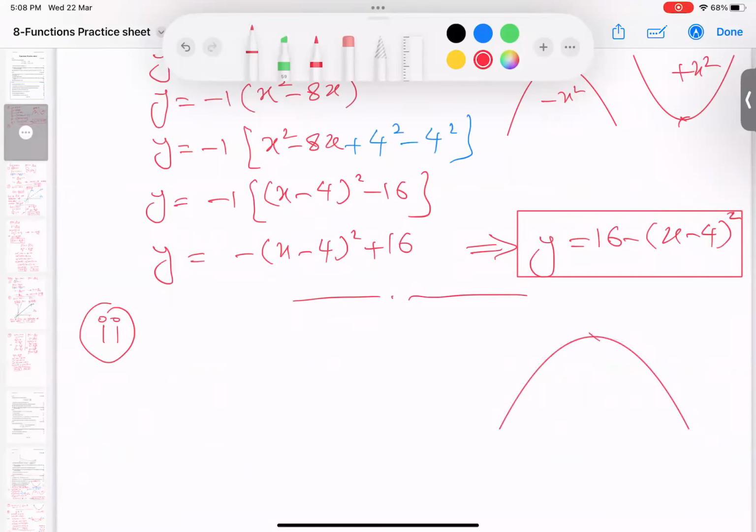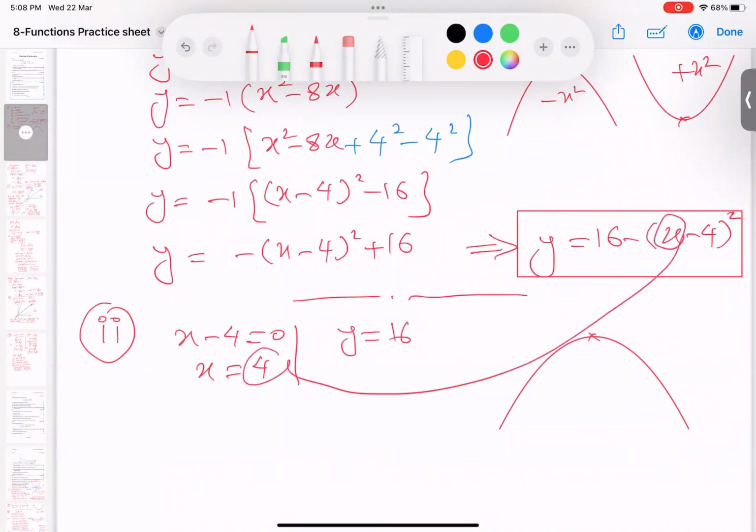And how to get the coordinates, students? Under power 2, put it equal to 0. So x is equal to 4. And how to get the y value? The outside value is y, 16. Even if you put this 4 here, 4 minus 4 is 0. And 16 minus 0 is 16. So alhamdulillah, 4 comma 16 is the stationary coordinate.